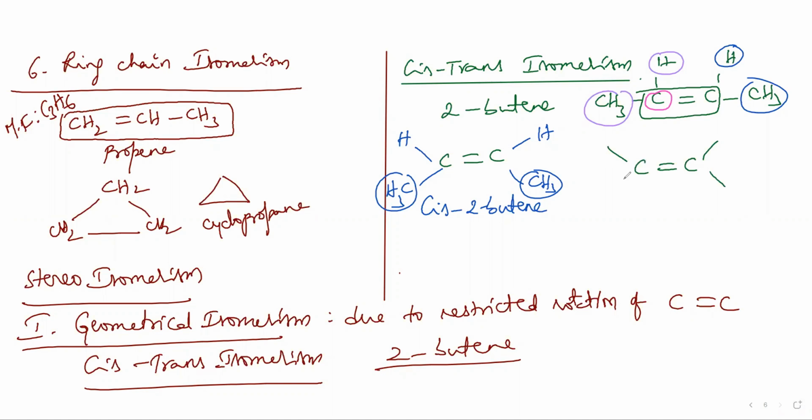When you consider the opposite, H here, CH3 here, CH3 here, H here. Now you can clearly see the same groups are present across the double bond. That means opposite sides of the double bond. Then it is called trans-2-butene. Understood? Then this is our cis-trans isomerism.